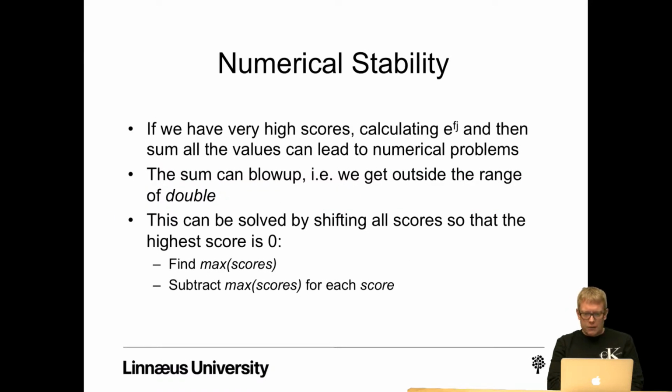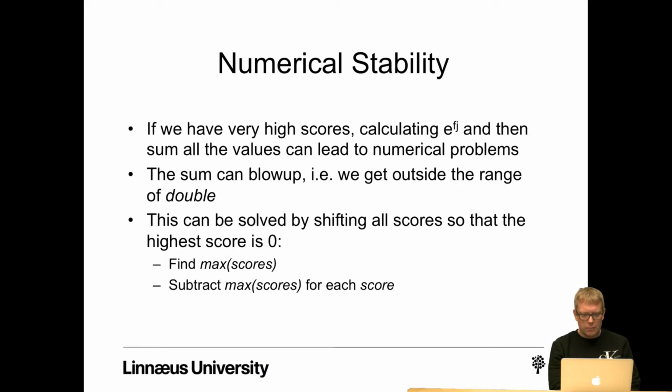If we have very high scores, calculating e raised to each score value and then summing all the score values can lead to numerical problems, a problem called numerical stability. The sum can blow up, meaning that we get outside the range of double or float values, depending on which ones we used internally.